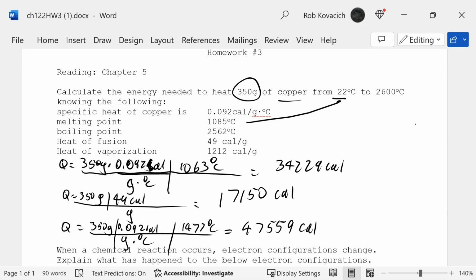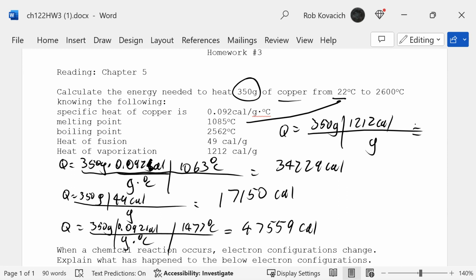Now we're going to boil it. I'll put the Q up here. So it's still 350 grams. And then the heat of vaporization is 1212 calories per gram. So why is that so much larger? I mean, it was 49 to melt it, and it's 1,212. What was this major difference between melting something and boiling something?